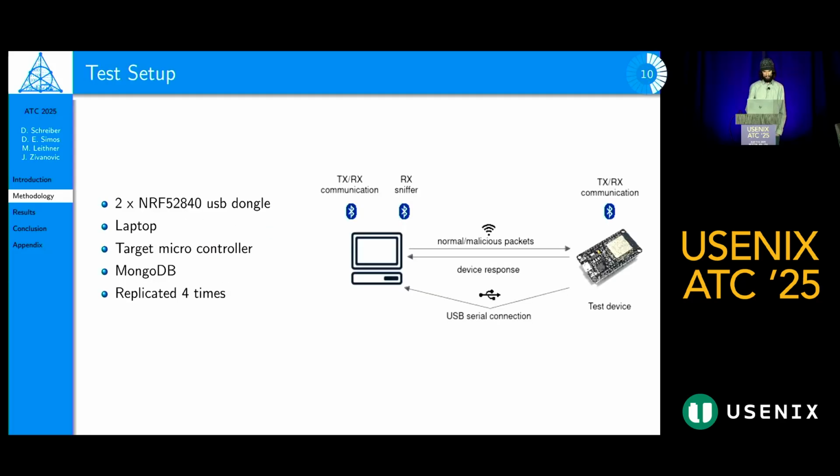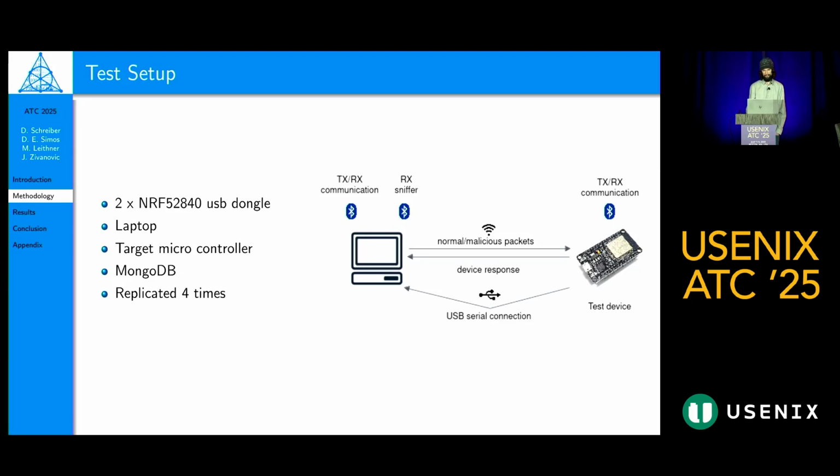So our test setup consists of 2 NRF 52840 dongles that have been flashed with the custom firmware that was implemented by the Greyhound developers. One is used for sending and transmitting packets to the target microcontroller, while the other is used for the availability oracle to monitor BLE traffic to see if the target is still responsive.